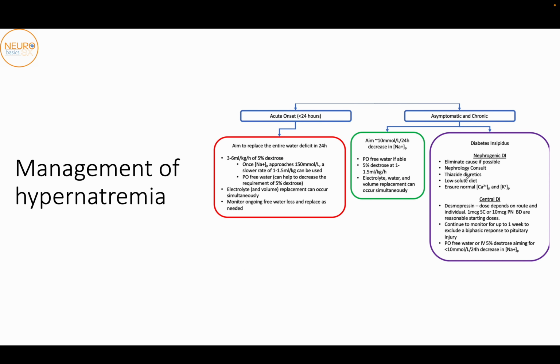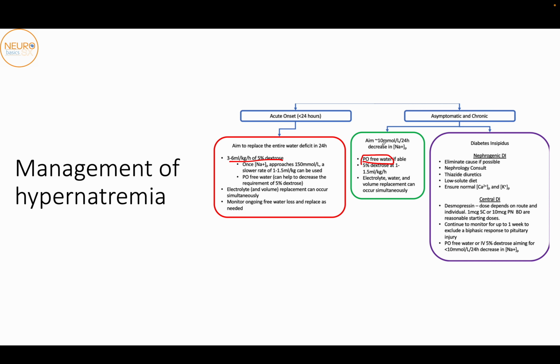Right. So again, with hypernatremia, similar to hyponatremia, is it acute and symptomatic, or is it asymptomatic and chronic? If it is acute and symptomatic, give the patient 5% dextrose immediately. If it is asymptomatic and chronic, you can wait for some more time. Instead of 5% dextrose IV, we can just give them oral free water.